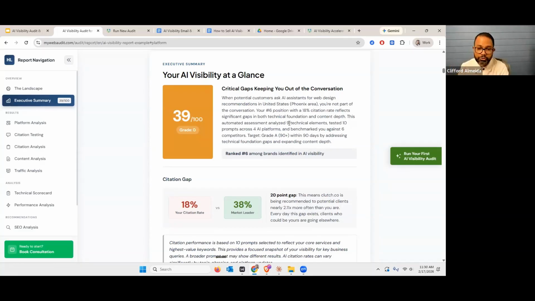The other thing that's really important to note is that this is using 10 prompts. Like obviously most companies are going to have 30, 50, 100 generally over time that are going to be more comprehensive depending on how big the company is. But the idea here is to have a sample share to have a conversation.